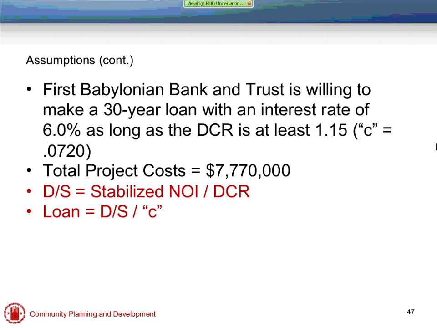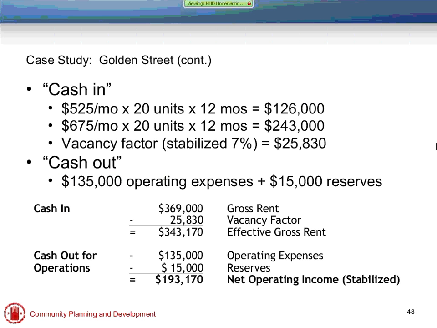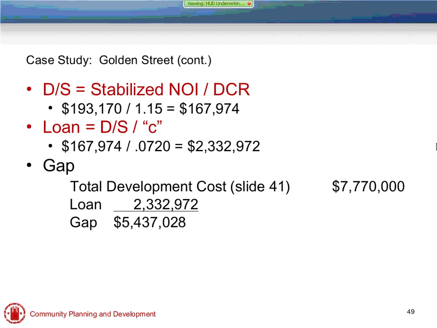The next question was, what's the initial gap based on this calculation? And we didn't do a loan to value on this particular one. So our initial gap really is just our total project cost of $7,770,000 minus the first loan that we've looked at here, our first loan of $2,332,972. Right? So really, the reality is that this is a pretty big gap still. Our gap right now is $5,437,028.